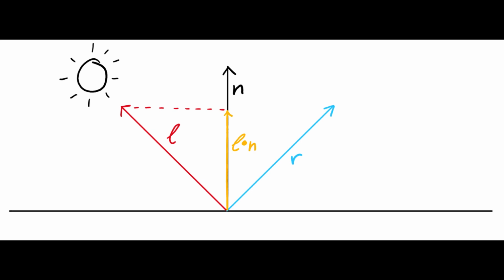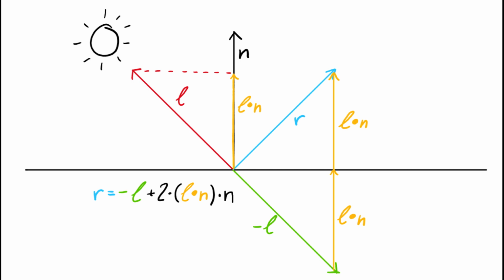So now I'm going to go through a quick explanation of how I actually calculate the reflection vector. In this example, L is the vector pointing from the pixel to the light source, N is the normal, and R is the reflection vector. The first thing we need to establish is that the length of the vector of L projected onto N is the dot product of L and N, and of course L and N have to be normalized here.